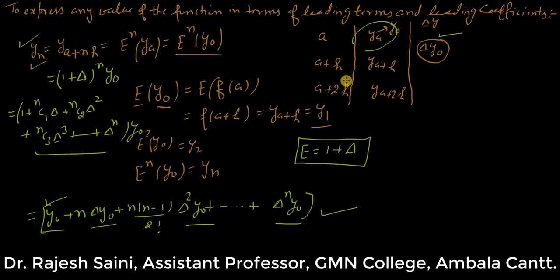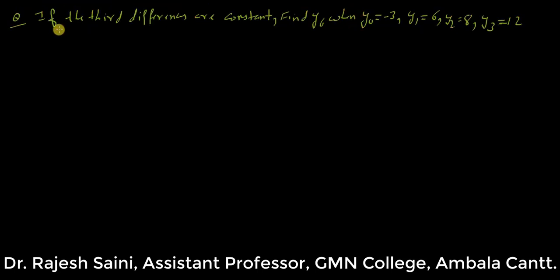Now we will take up one problem based upon this article. The problem statement is this: if the third differences are constant, then find y6 when y0 is equal to -3, y1 is equal to 6, y2 is equal to 8, and y3 is equal to 12. So we have to find y6. This will be done with the help of the same formula, because we have to extrapolate. At 0 it is -3, at 1 it is 6, at 2 it is 8 and at 3 it is 12. We have to find y6.